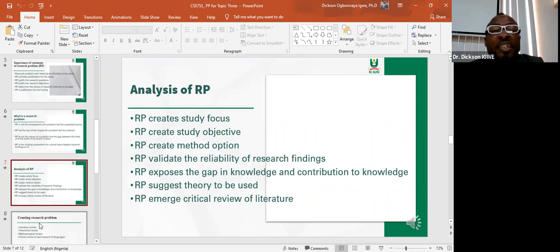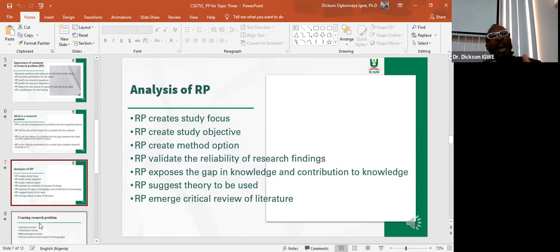Research problem creates methodological options. The methodological options here mean that there are various methods involved in the research enterprise, and the type you choose, your methodological preference, depends completely on your research problem. It is the research problem that validates the reliability of research findings. You cannot be talking about a finding as valid or reliable when it is not solving the problem that was identified from the onset of the research.